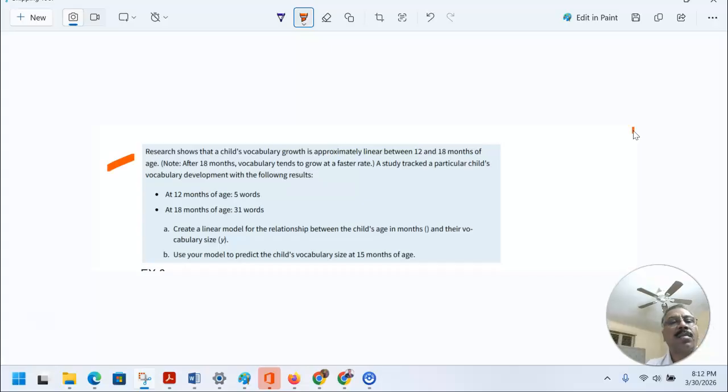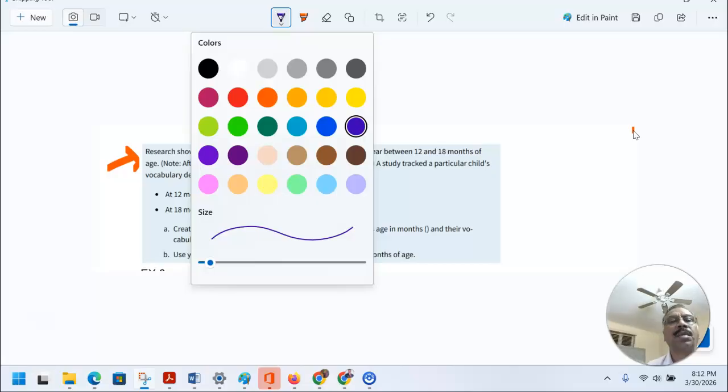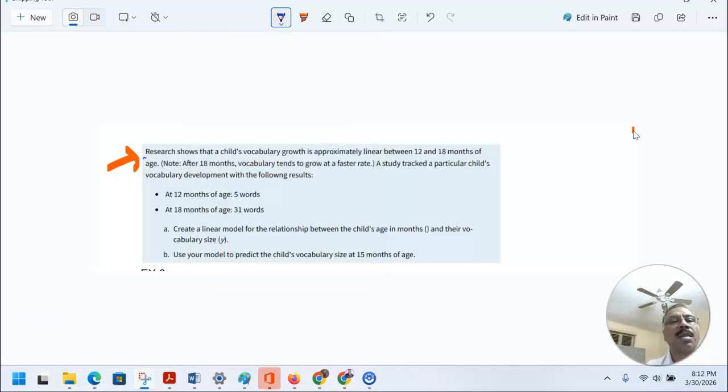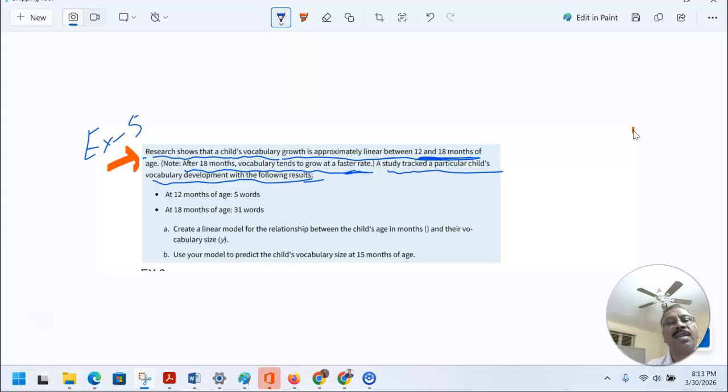So example number 5. Okay, this is example number 5. Our research shows that a child's vocabulary growth is approximately linear between 12 to 18 months of age. After 18 months, the vocabulary tends to grow at a faster rate. A study tracked a particular child's vocabulary development with the following results.